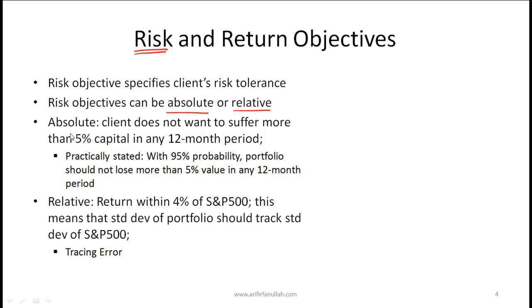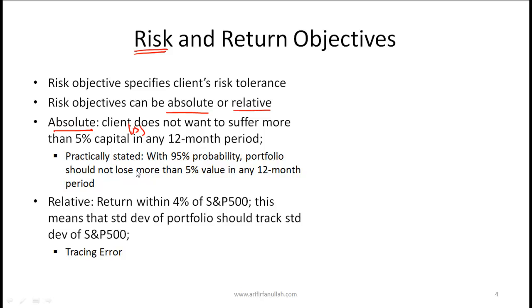Let's take an example first of absolute risk objectives. Here, for example, we determine, from the context of an investment advisor, that the client does not want to suffer more than 5% capital loss. So if the investor has invested $100,000, he doesn't want to lose more than $5,000 in any 12-month period.